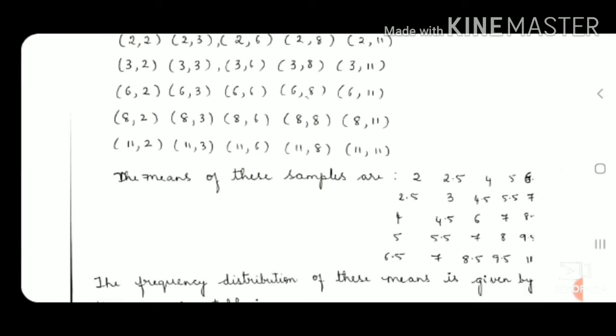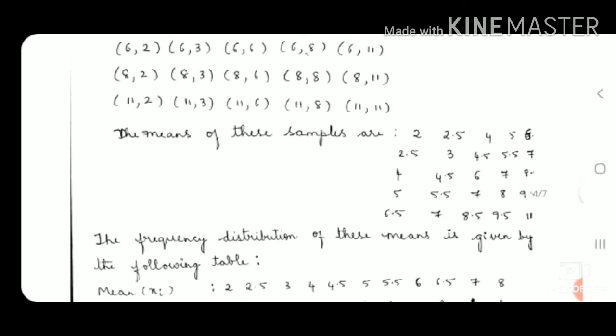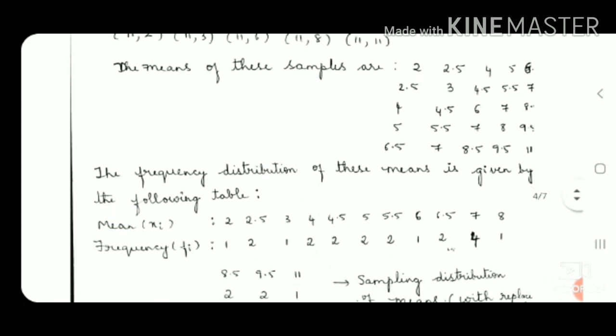The means of each of these samples are calculated. That is, (2 plus 2) divided by 2; in the first case, we get it as 2. 2 plus 3 gives 5, divided by 2 gives us 2.5, and so on. Since many of the means have been repeated here, we form the frequency distribution.